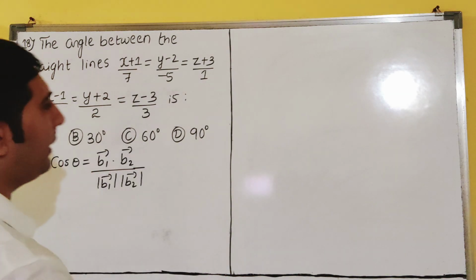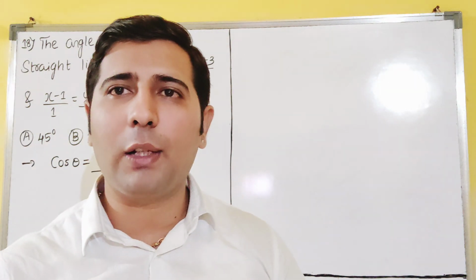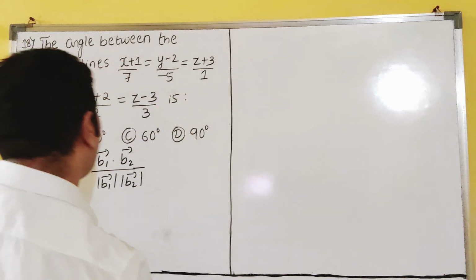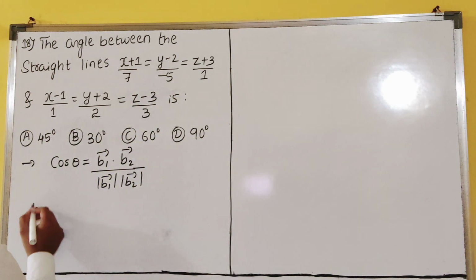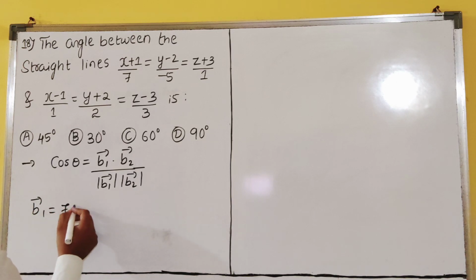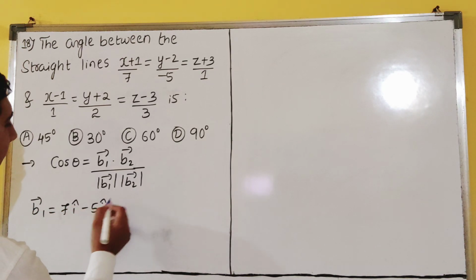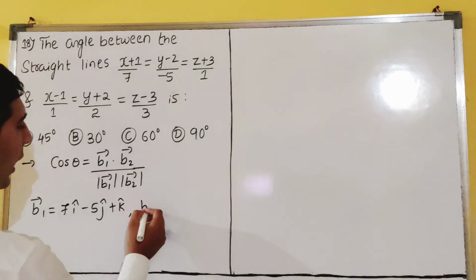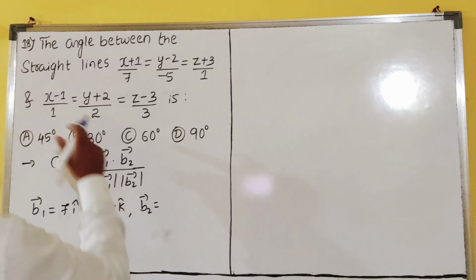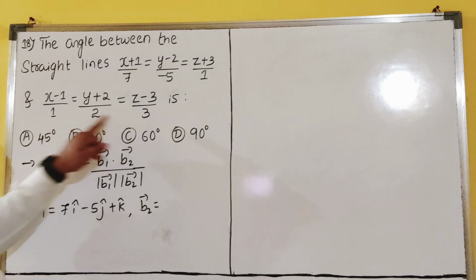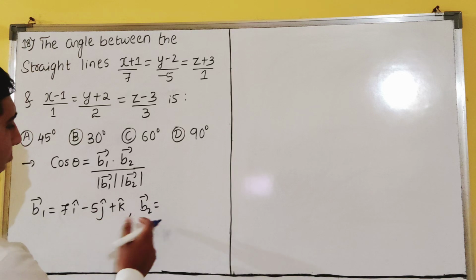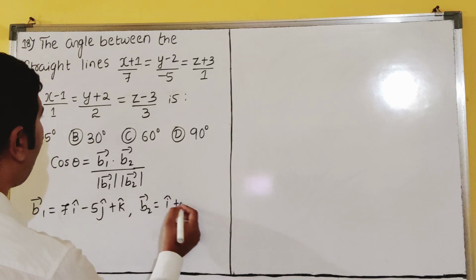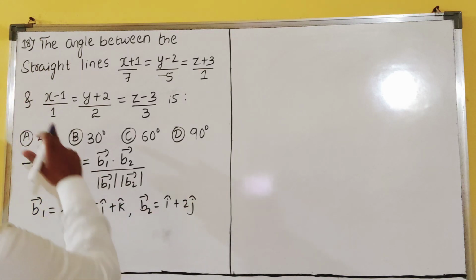So what is b1? Just now we have seen vector b, what will it represent? a, b, c. So a, b, c are 7, minus 5, 1. There are two lines, so vector b1 here is 7 i cap minus 5 j cap plus k cap, dear students. So vector b2 is 1, 2, 3. Two lines are there, that's why b1 and b2 will come. Otherwise only b would have come.